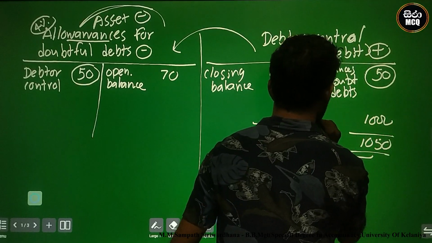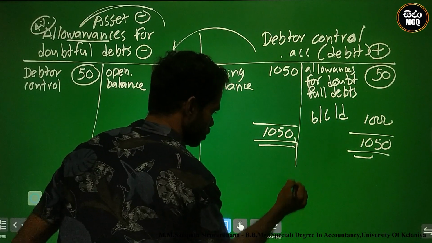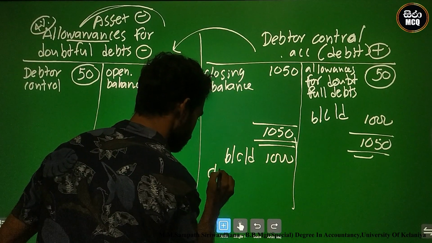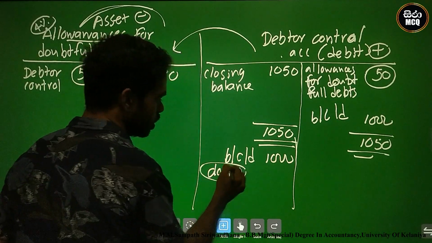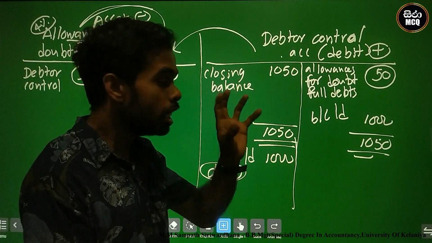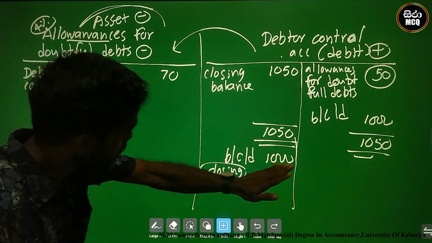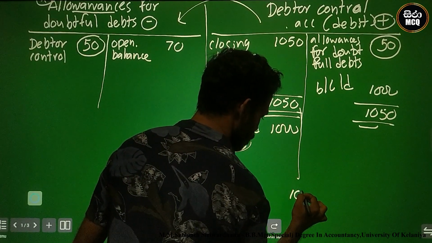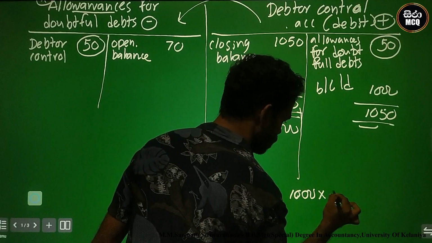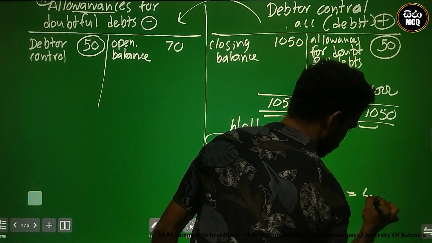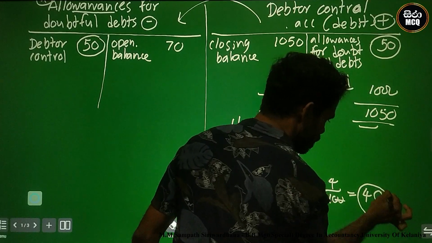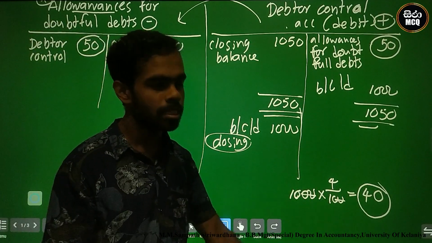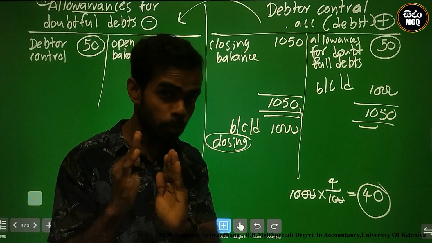The balance is 1000. Balance carried down 1000. This is the closing balance. Based on these 1000, we must create the allowance. This is the allowances account. Allowance created at 4%. What is the 4%? 1000 times 4%, 40. That means the closing allowance, the unhappy person of this account.